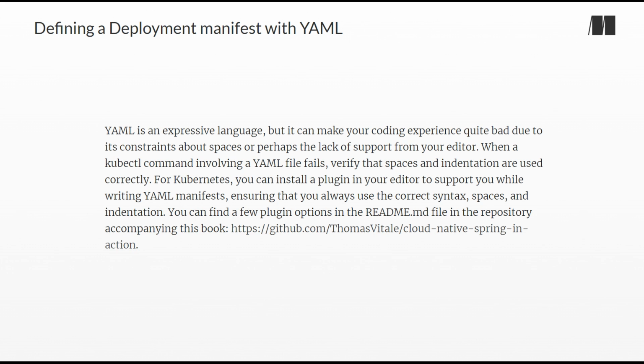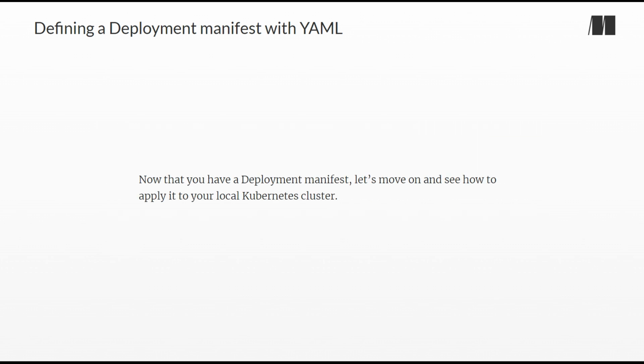Note: YAML is an expressive language, but it can make your coding experience quite bad due to its constraints about spaces, or perhaps the lack of support from your editor. When a kubectl command involving a YAML file fails, verify that spaces and indentation are used correctly. For Kubernetes, you can install a plugin in your editor to support you while writing YAML manifests, ensuring that you always use the correct syntax, spaces, and indentation. You can find a few plugin options in the README.md file in the repository accompanying this book. See this link.